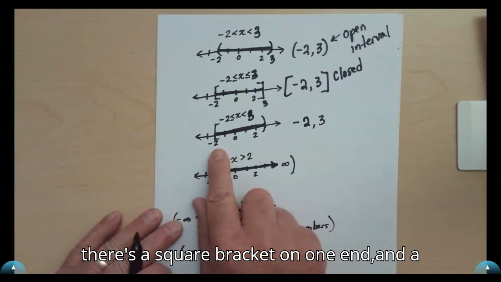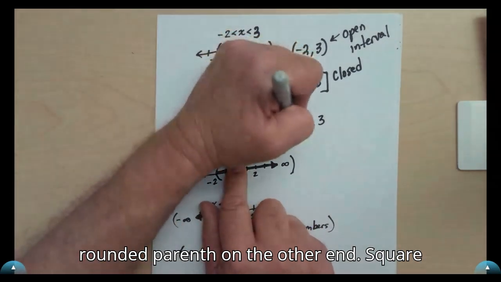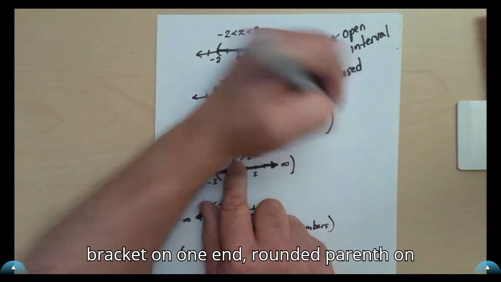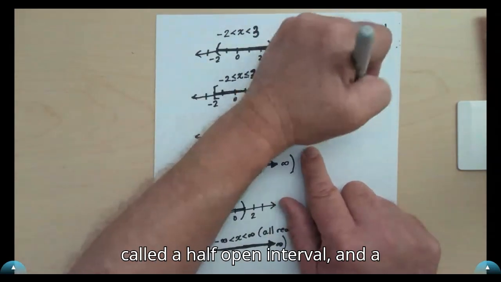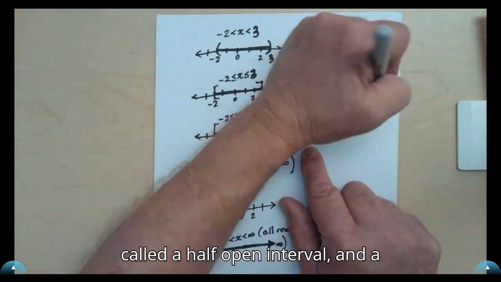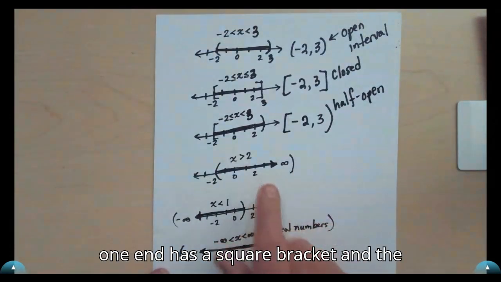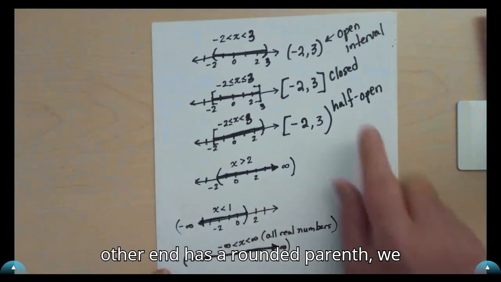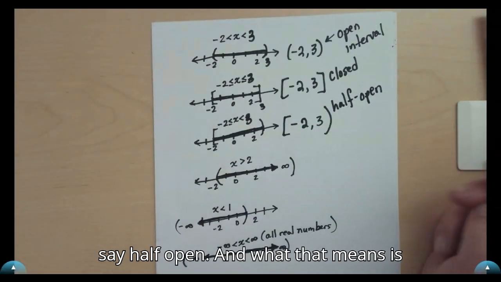Notice there's a square bracket on one end and a rounded parenthesis on the other end. First of all, that's called a half open interval. So if one end has a square bracket and the other end has a rounded parenthesis, we always call it half open. We could call it half closed, but we don't. We always say half open.